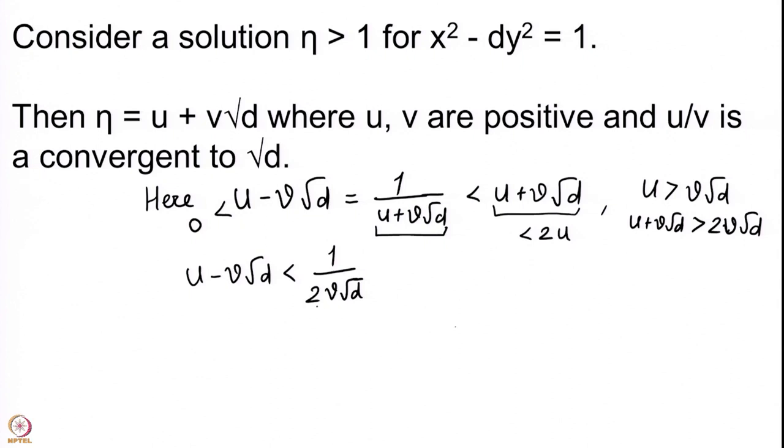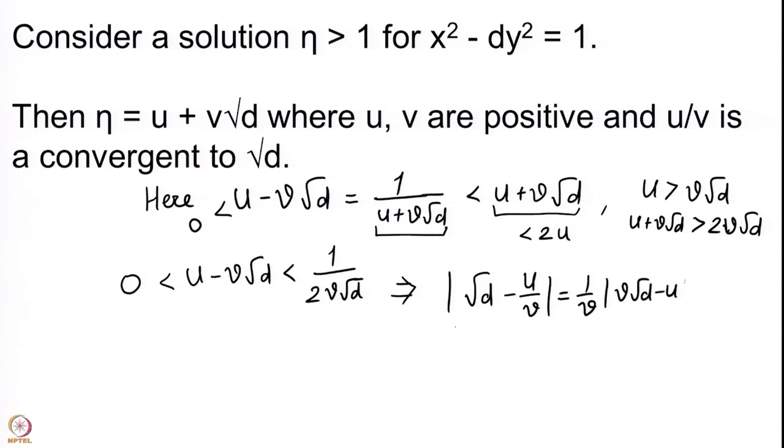So, u minus v root d, these are both positive numbers, we have u minus v root d less than 1 upon 2 v root d, and therefore root d minus u by v, which is really 1 upon v times root d minus u, which is simply the mod of this, is less than 1 upon 2 v square root d, which is further less than 1 upon 2 v square. So, this u by v is a rational number which is trying to approximate root d in a way better than the convergents would do.